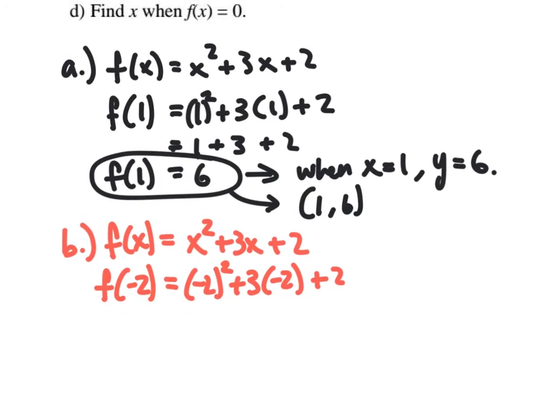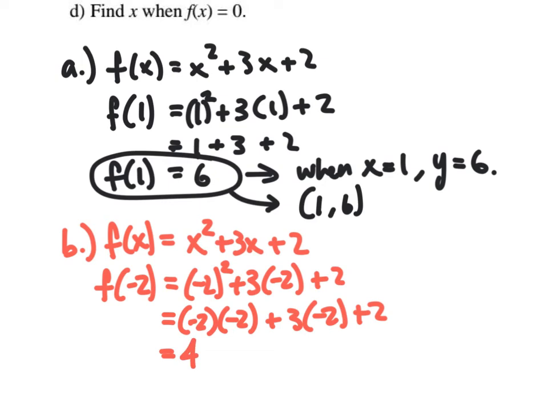So let's go over here and do negative 2 squared. I made sure I put that in parentheses because that means I'm taking negative 2 times negative 2. So let me do that. Negative 2 times negative 2 plus 3 times negative 2 and then plus 2. So negative 2 times negative 2 is really going to give me a positive 4.